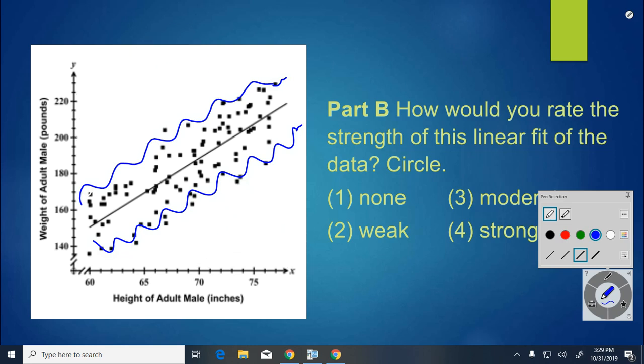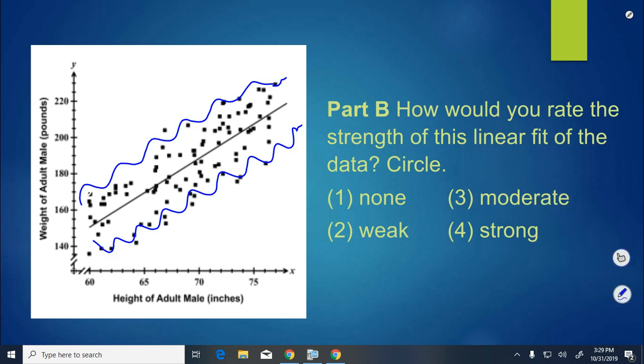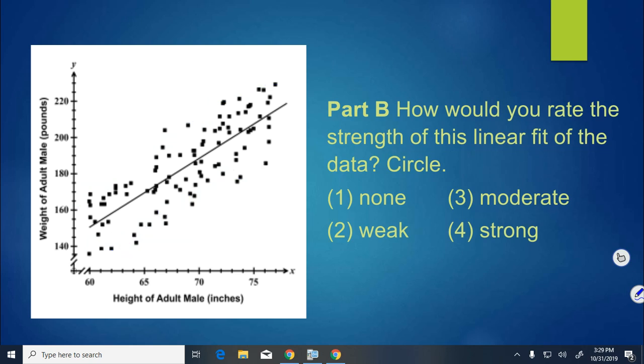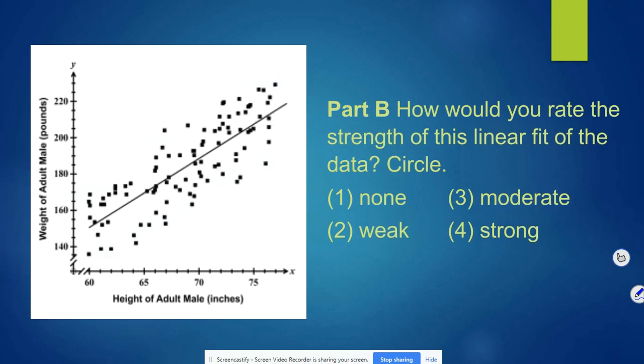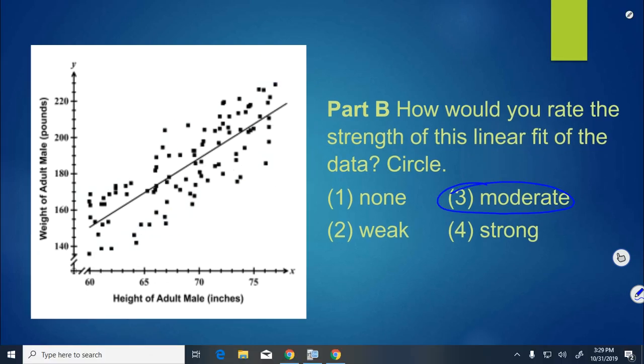Then we have to choose between moderate and strong. Now, in my opinion, this would be a moderate relationship because there are some points that are kind of far from the line. It's not like they're all really tightly close to that line. So I would say a moderate relationship. Again, a strong relationship is when they are super close to the line.